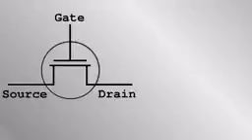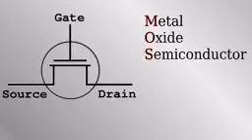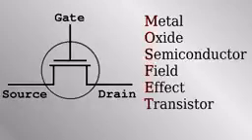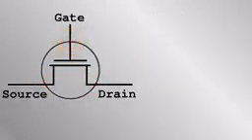This is the symbol for a transistor. More specifically, it's a metal oxide semiconductor field effect transistor, or MOSFET. Its source and drain are like the two terminals of a switch, but it has a third terminal called a gate. Just like switches, there are two types.